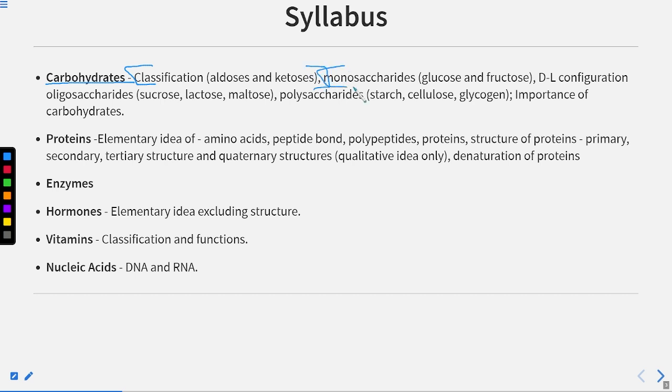Then we moved to monosaccharides. What are monosaccharides? Monosaccharides are those saccharides which on hydrolysis, acidic hydrolysis I would say, give no product at all, meaning they cannot be hydrolyzed further. Examples are glucose and fructose. Then we have seen the DL configuration, and I have made it clear. Today we will see more about glucose and also fructose. So let us start today's class.